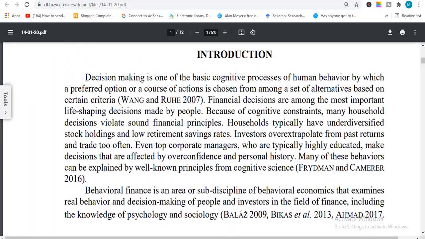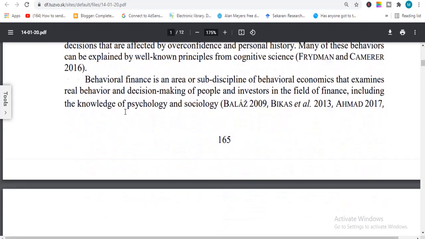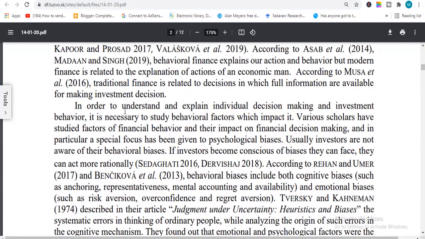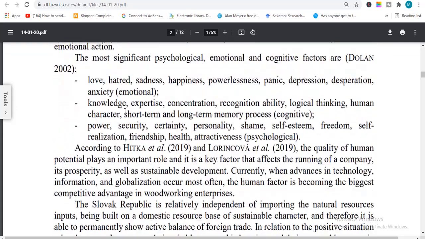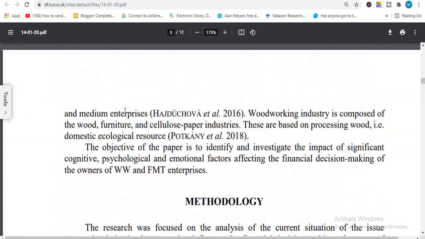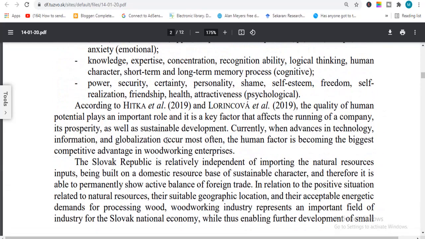As you can see, they are starting with: decision making is one of the basic processes of human behavior by which a perfect option or a course of action is chosen from among a set of alternatives based on certain criteria. You can also start your introduction like this. A good way to start, another different way to start an introduction. So it's a very lengthy introduction. Then there is the objective of this paper, what they are studying, a purpose statement as well. You can also call it that.